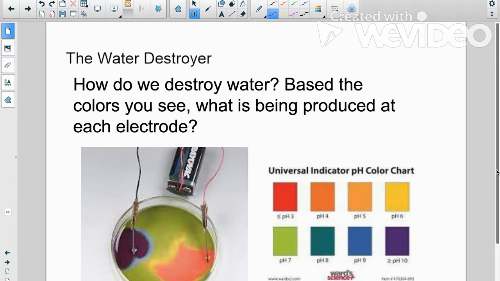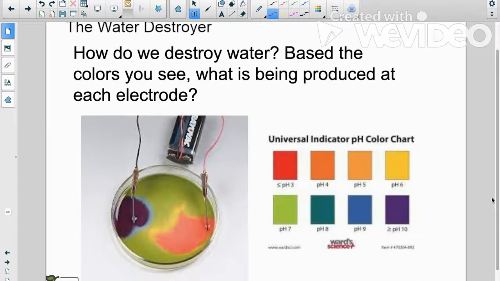All right, and so in our demonstration today, this was an example of an electrolytic cell, the water destroyer. So if we want to split water and we want to change it into hydrogen and oxygen gases, then we're going to have to apply some electricity, because in nature, water does not naturally just split and turn into those gases. So we have to drive a reaction in order to produce those gases and force water to split and destroy it into those gases.